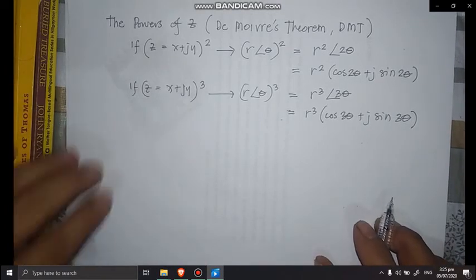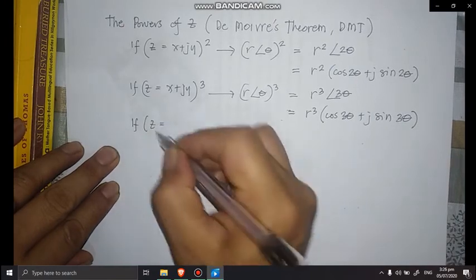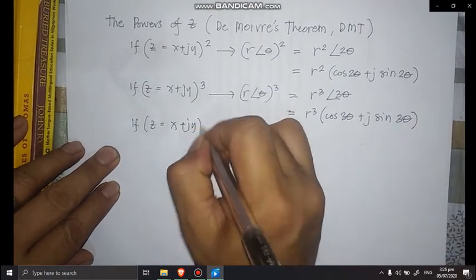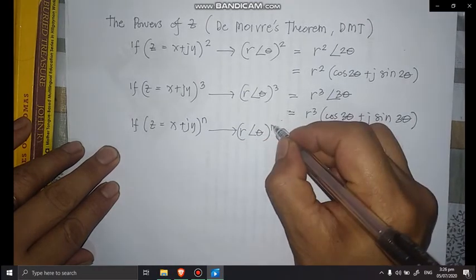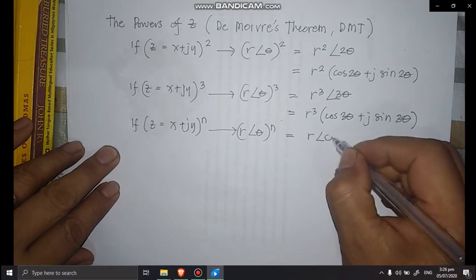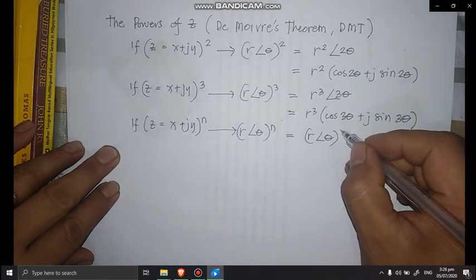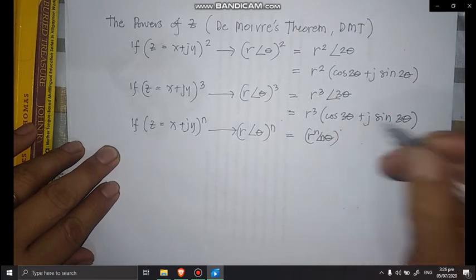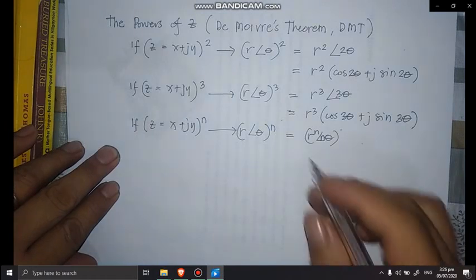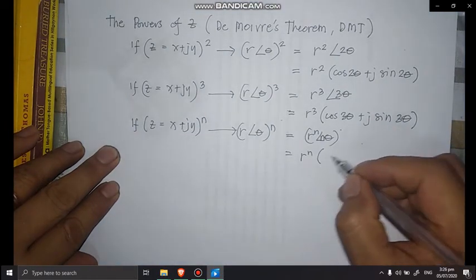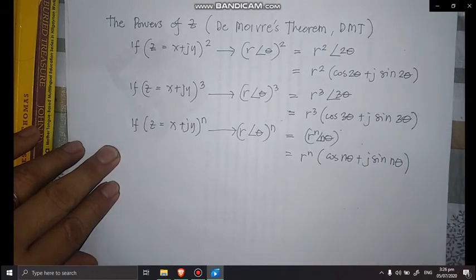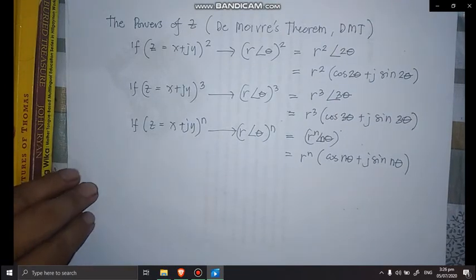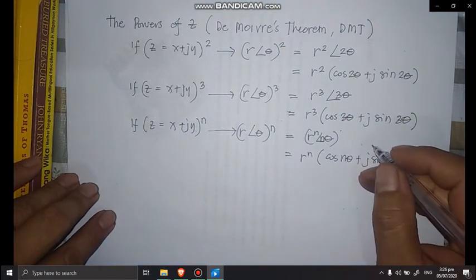Now, what if we will raise the complex number to the power of n? That is z equals x plus jy raised to the power of n. That is also equivalent to r angle of theta raised to the power of n. That is r raised to the power of n angle of n theta. So that is the same if we write this in trigonometric form: r raised to n cosine of n theta plus j sine of n theta. By the way, we call this one the trigonometric form of the complex number.